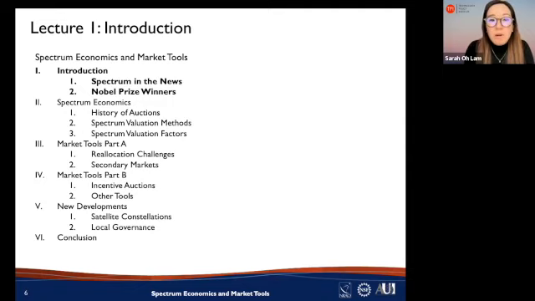Then we'll go into market tools, which will be broken out into 2 lectures, part A and part B. I'll talk about reallocation challenges, so why it's challenging to design reallocation methods. I'll talk about the history of how the government went from command and control, just deciding who gets what, to a more market-based system for deciding how to sell licenses to the highest bidder.